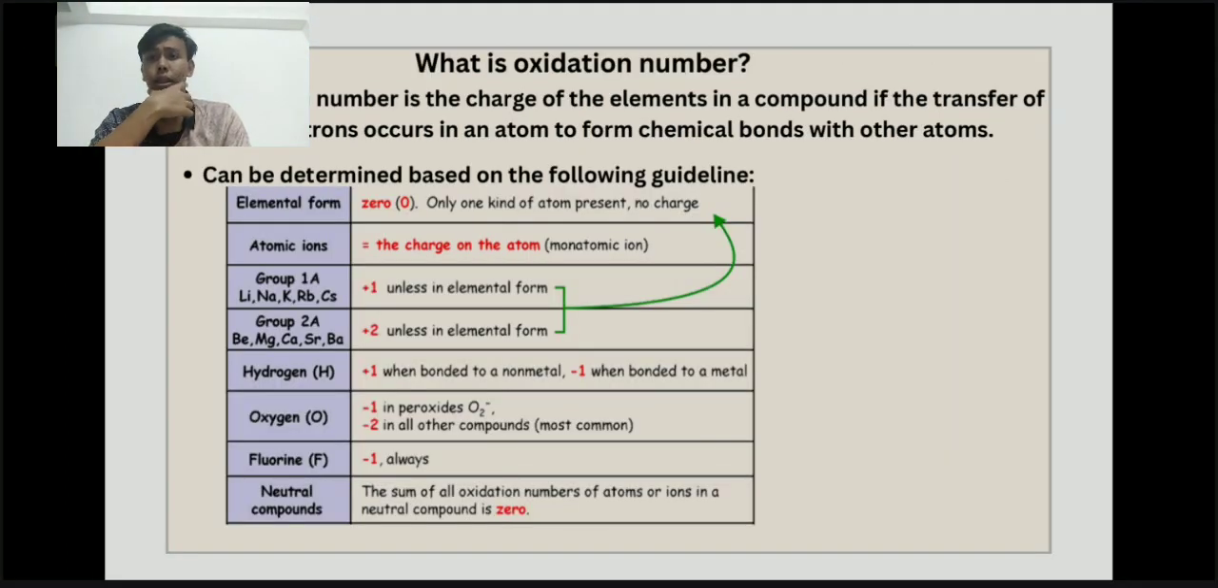What is actually oxidation number? Oxidation number is the charge of the element in a compound if the transfer of electron occurs in an atom to form chemical bonds with other atoms. It can be determined as the following guideline. You can see this guideline is actually the way to find your oxidation number.